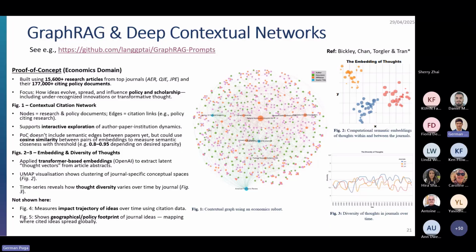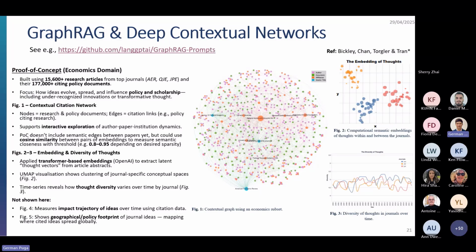So we show, yes, context citation networks, nodes, research policy documents, citations between those 2 types of documents. The interactive mode, I won't go into that today. It shows how you can highlight or not these different paper, author, institution dynamics. And what this one doesn't include is semantic links or edges between the papers based on semantic similarity.